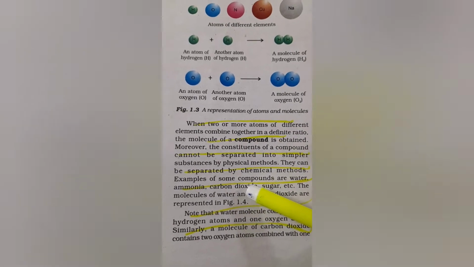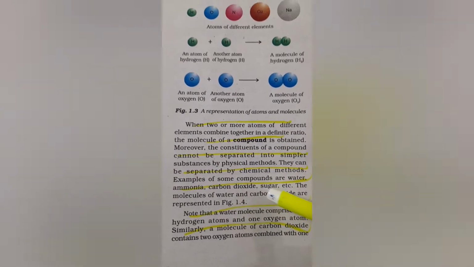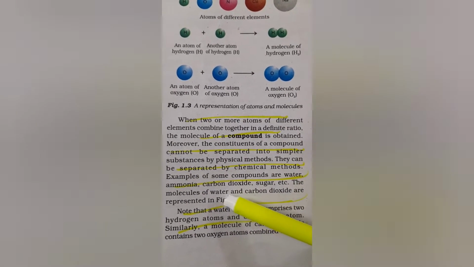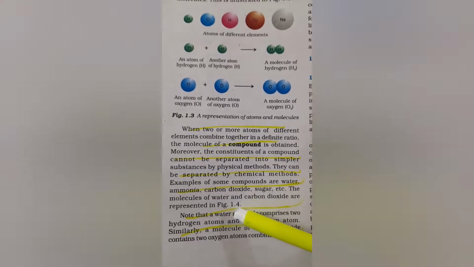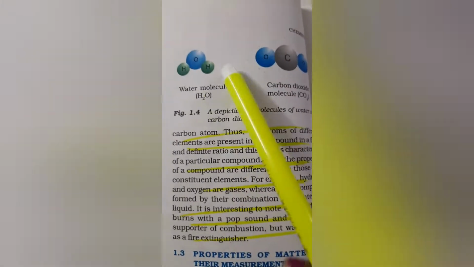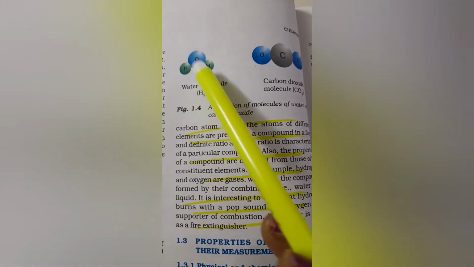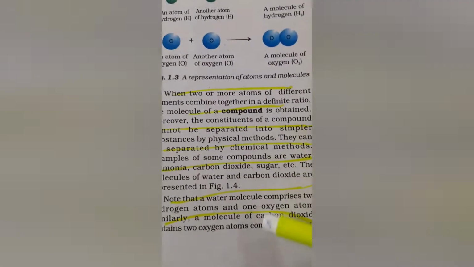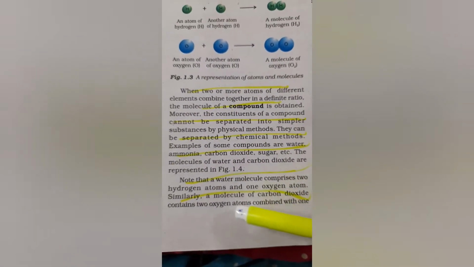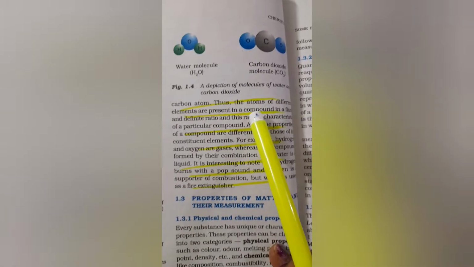So some compounds are water, ammonia, carbon dioxide, sugar. The molecules of water and carbon dioxide, we'll see here. See, a water molecule has 2 hydrogen atoms and 1 oxygen atom. Carbon dioxide has 2 oxygen atoms and 1 carbon atom. Okay. Now the water molecule, as I already said, has 2 hydrogen atoms and 1 oxygen atom. And carbon dioxide has got 2 oxygen atoms and 1 carbon atom.